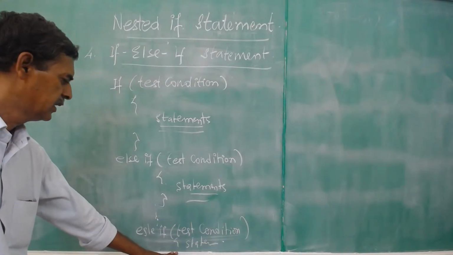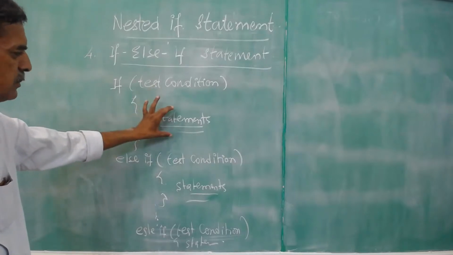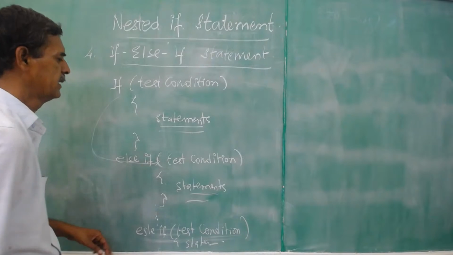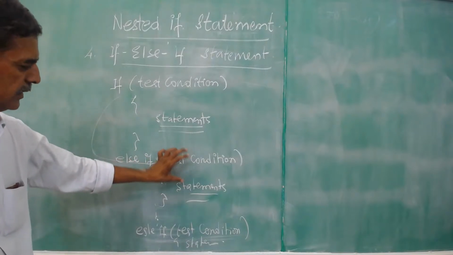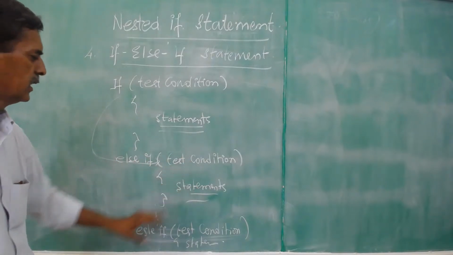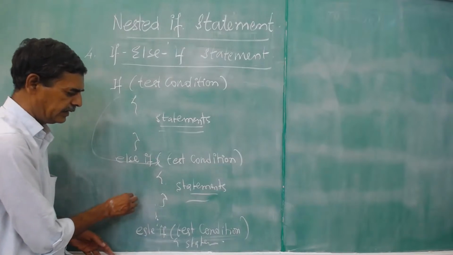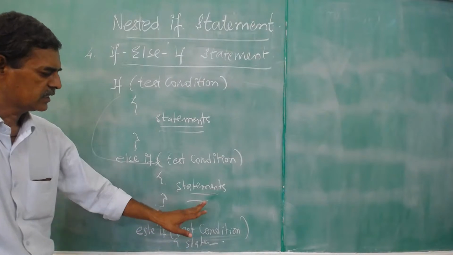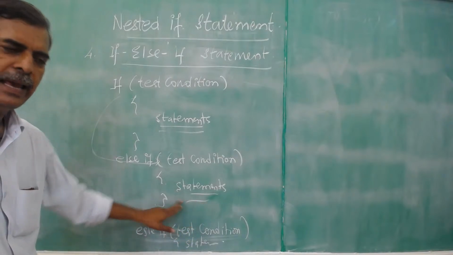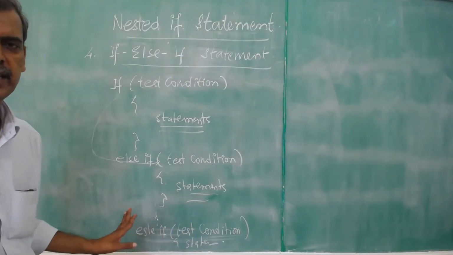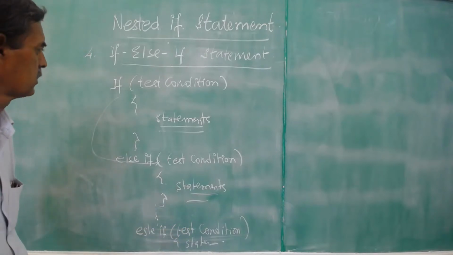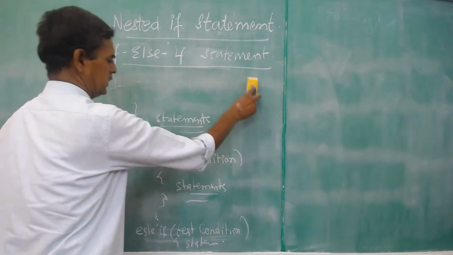At the end, if this test condition is true, statements are executed. Else, it goes to the next one. If this test condition is true, then statements in this block are executed. So it goes on checking. At the end, the last test condition: if this test condition is true, then statements in this block are executed. Else, the default statement is executed. I'll write it once again.